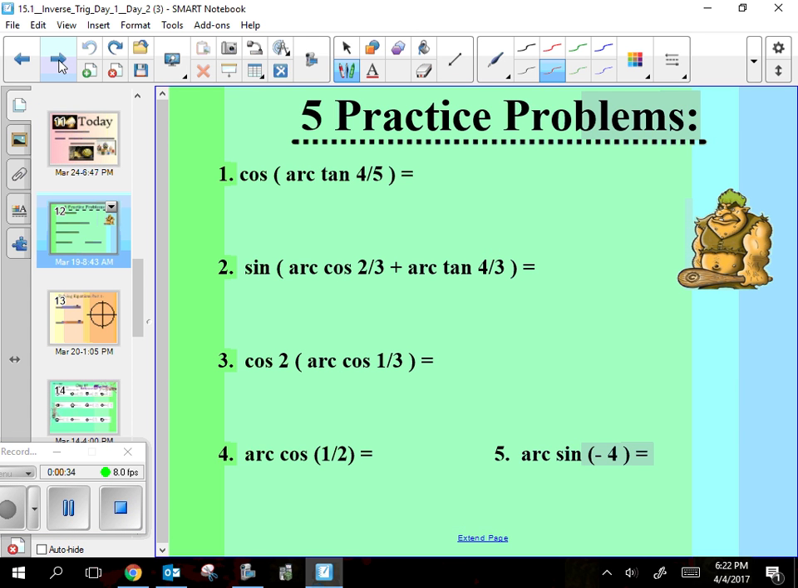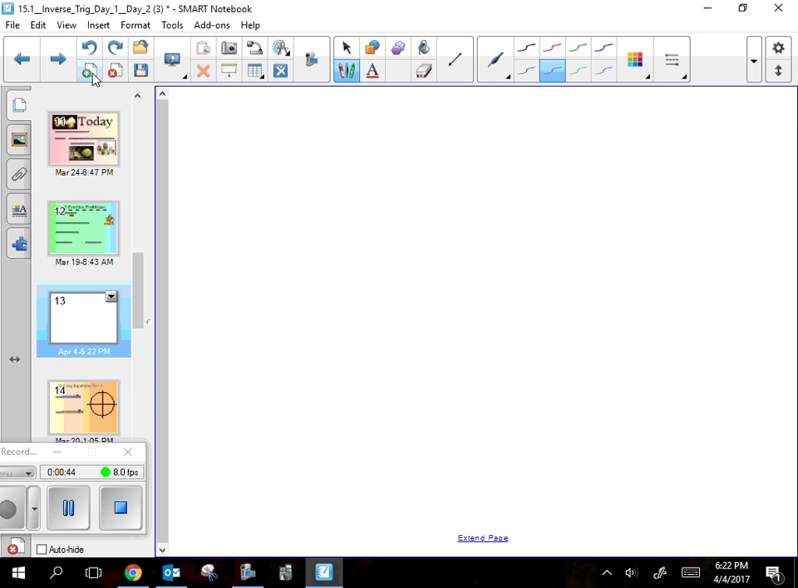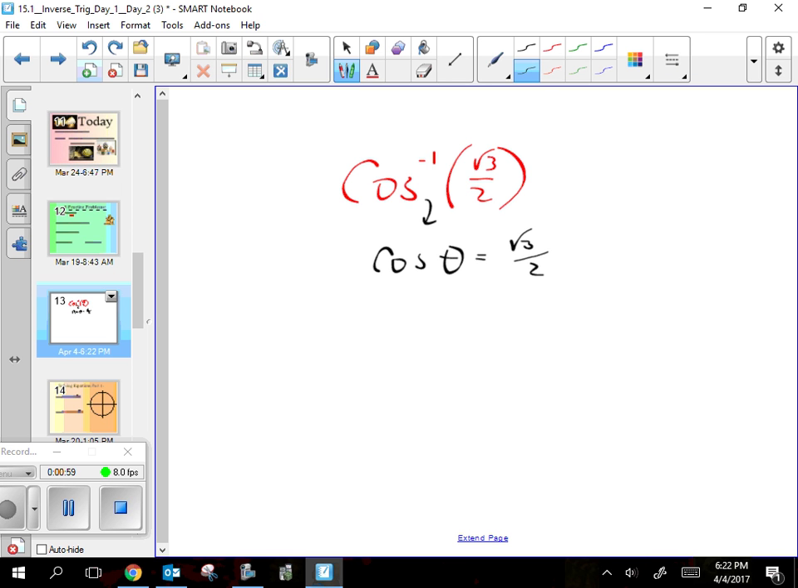All right, so just a reminder of yesterday. We wouldn't have had this yesterday because I was always using numbers that worked out nice. For example, I'd like you to add a page for a second here. What if we had inverse cosine of root 3 over 2? Well, I hope you remember that I would have you start that by rewriting it as cosine of an angle equals root 3 over 2. But this has got restrictions.